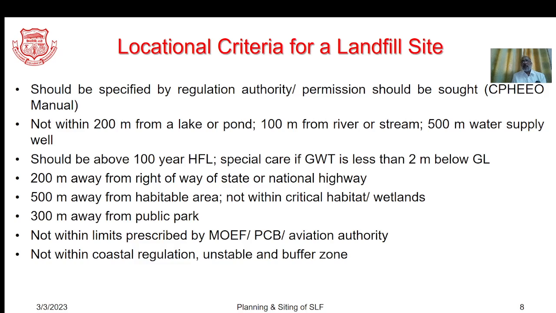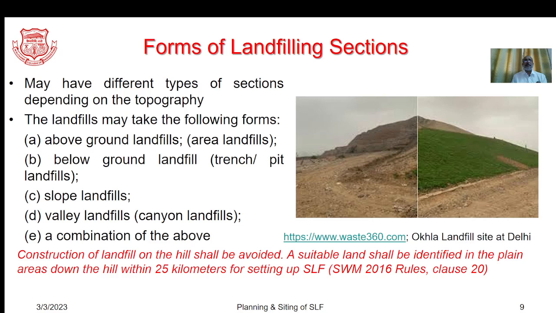Buffer zone is a certain intentionally maintained zone to protect the core areas, say away from critical habitat and accordingly. So for an area which is, I think, less than 25 hectares, a 5 kilometer all-around peripheral distance can be maintained, whereas for areas more than 25 hectares, a 10 kilometer zone needs to be maintained. So these are certain location criteria for landfill sites.